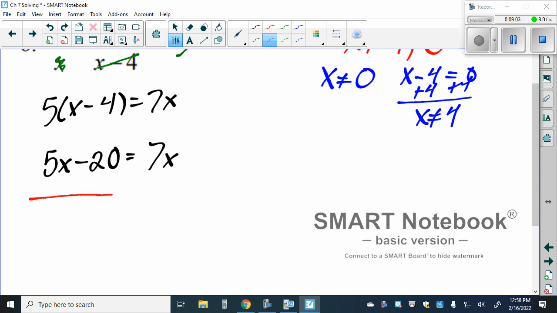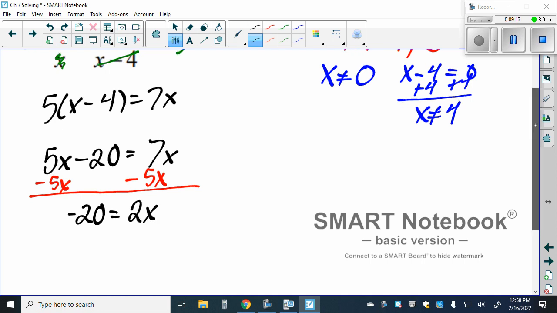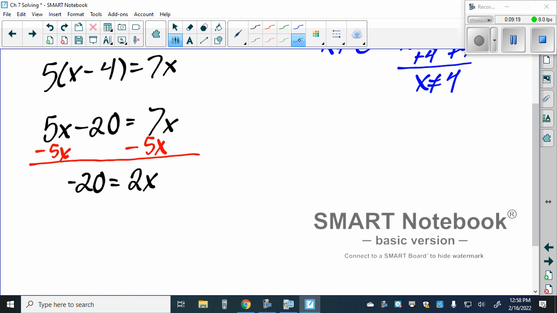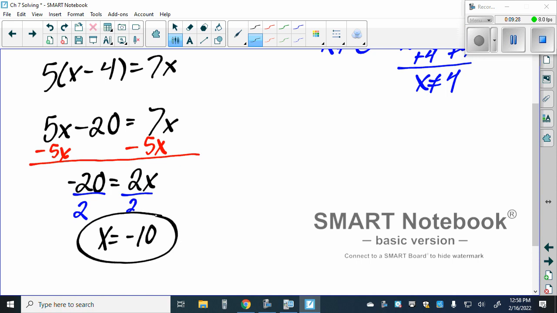Well, at this point here, we can do what? Minus 5x from both sides. So we get that -20 is equal to 2x. And last but not least, divide both sides by 2, and we get x is equal to -10. Was that one of our restrictions? Well, no. So that's a solution there.